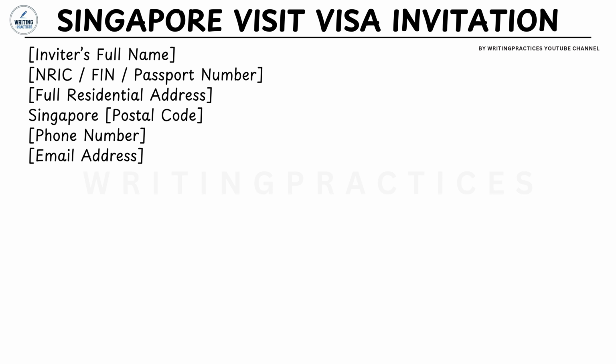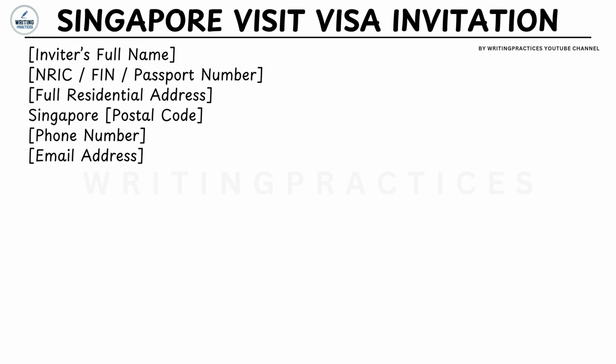Inviter's personal information. The first part of the letter is your personal information as the inviter. This section is very important because it establishes your identity as the host. Immigration authorities need to confirm who is inviting the applicant and verify that the inviter is legally residing in Singapore.